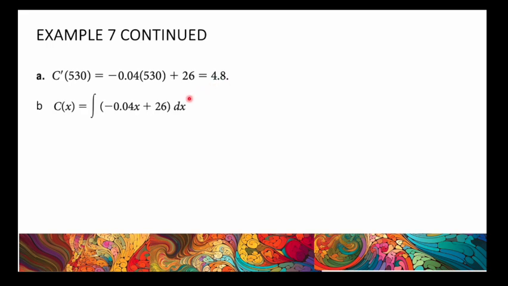For part B, we needed to work backwards to find the cost function, and we're going to integrate the marginal cost. So here's our marginal cost. This is a power function, so I can use the reverse power rule. And then this is a constant, so I know that's just x. And then, of course, we add in the arbitrary constant. So when we simplify this, we get negative 0.02x squared plus 26x plus our constant.